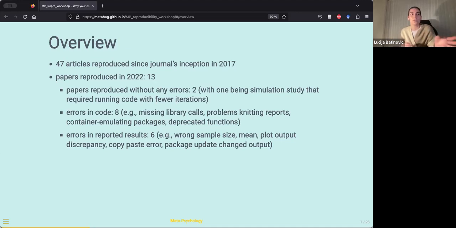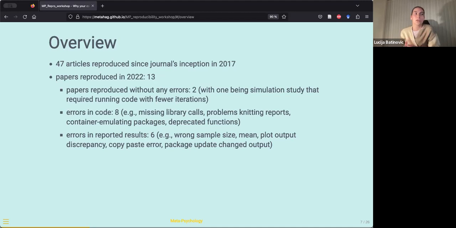So I will mostly talk about 2022 and common errors that came from this, but are also very similar to previous years. In 2022, there were 13 articles that needed to be reproduced, and out of those, the ones that we managed to reproduce without any errors were 2. But even with that, one of them was a simulation study. And even though it didn't have any errors, we had to change the code to run it with fewer iterations to be able to run it in a reasonable amount of time.